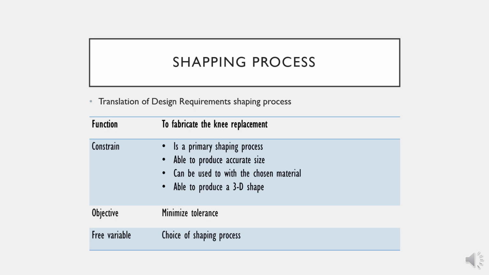This is the translation of design requirement for the shaping process. Function is to fabricate the knee replacement. Constraint is it is a primary shaping process, able to produce accurate size, can be used with the chosen material, able to produce 3D shape. Objective is to minimize the tolerance. Variable is choice of shaping process that we use.